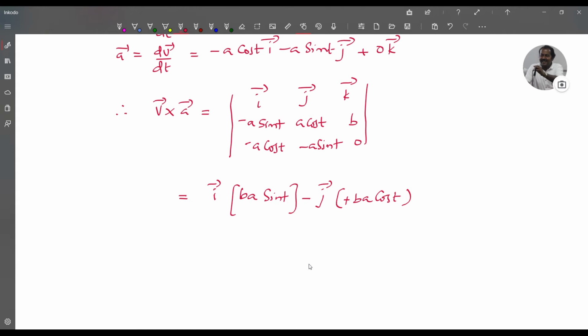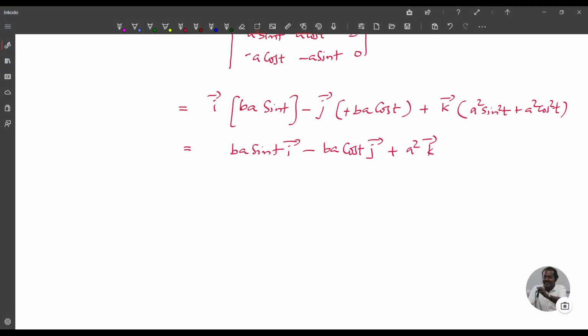plus k into a square sin square t, a square into sin t into sin t, so a square sin square t, minus minus a square, so plus a square cos square t. So this is equal to ba sin t i minus ba cos t j plus a square into sin square t plus cos square t, so that is a square k.